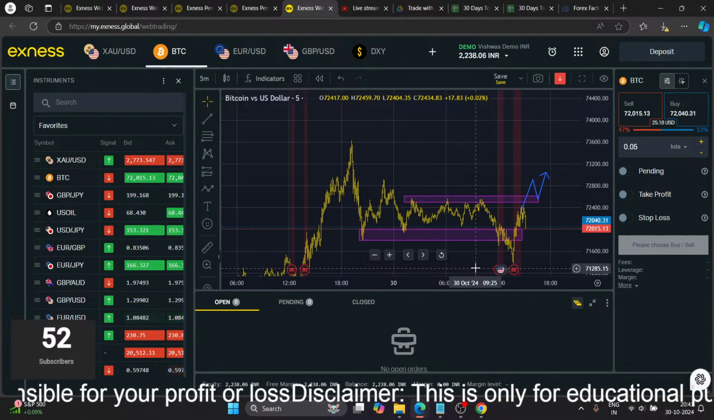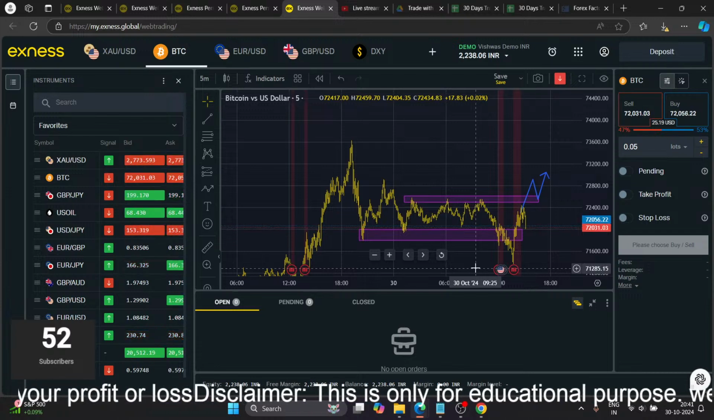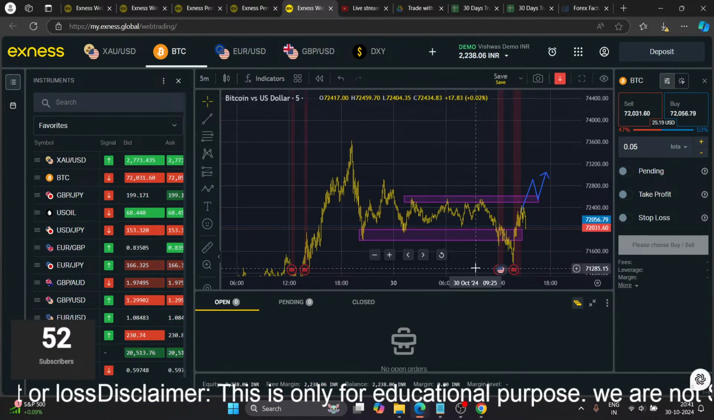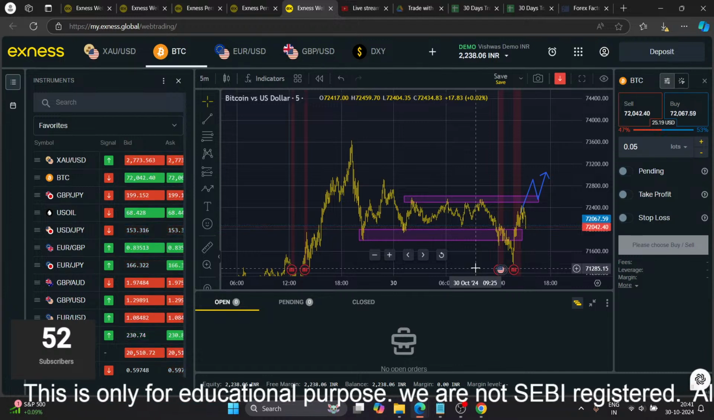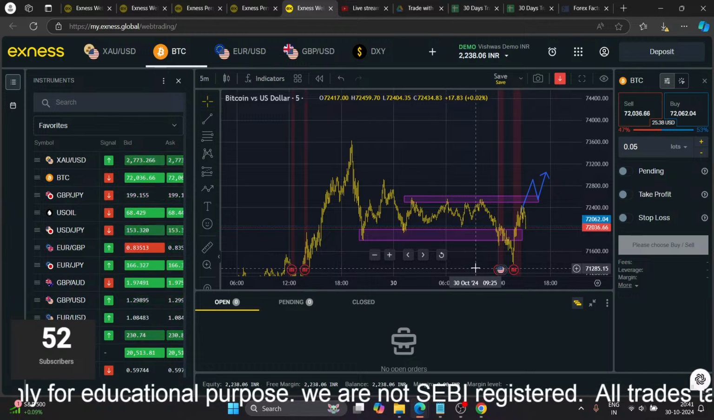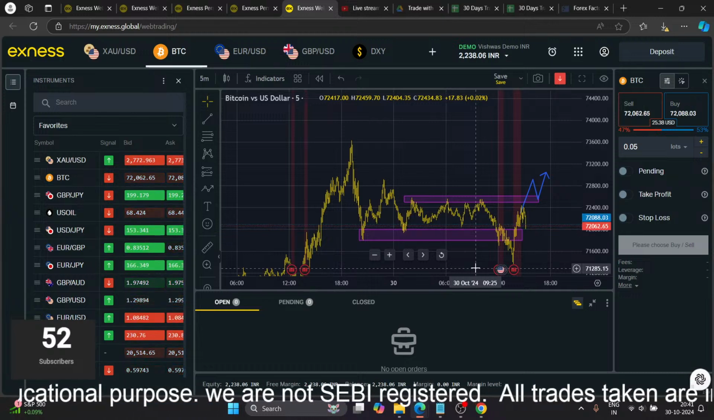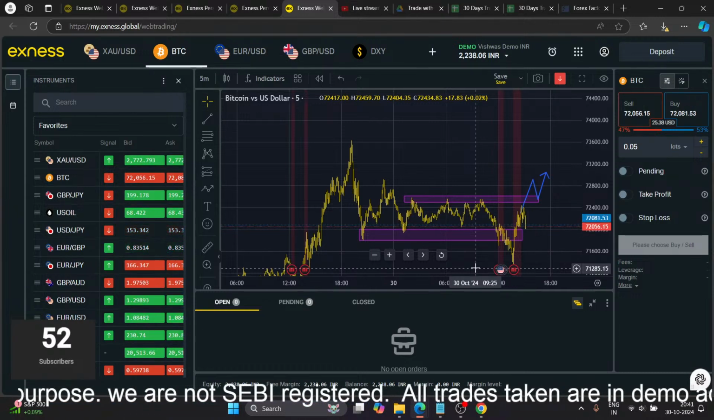How long can we hold a trade? See, there is no limit on a Forex account. You can hold it for 1 year, 2 years also. There are people who hold it for many months. There is no time limit here. There is no expiry, just like in Nifty. That's one of the two reasons why I love to trade here.